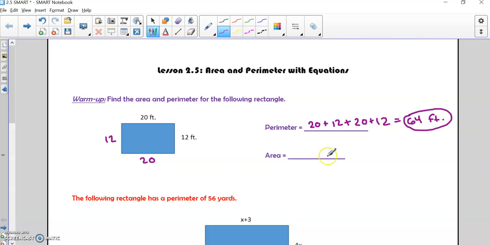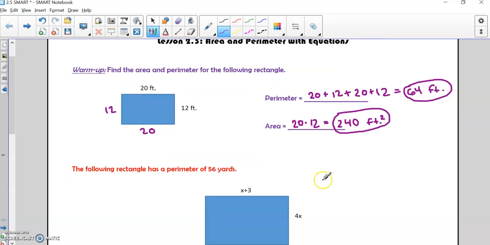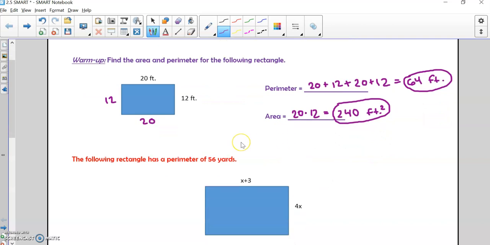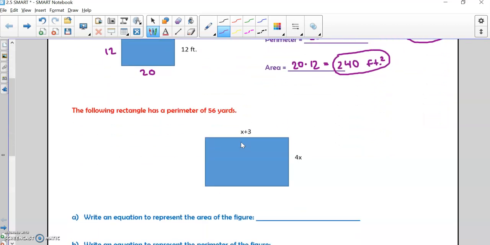That is our perimeter. And then for area, we just do base times height, so 20 times 12, and that's going to give us 240 feet squared. All right, so that is how we would just calculate area and perimeter of a regular rectangle.